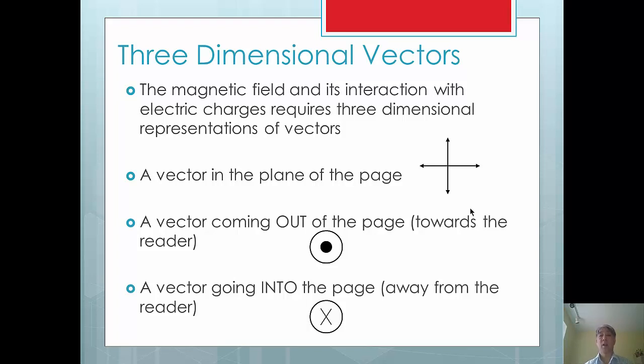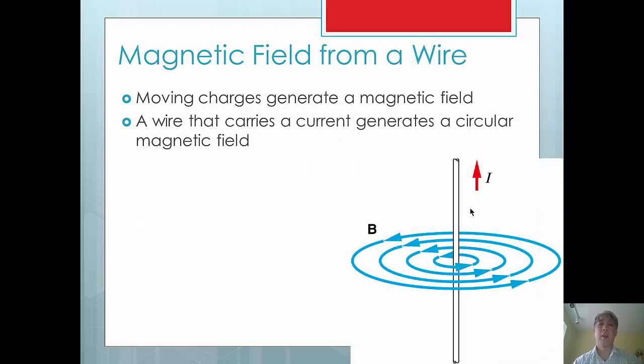We're going to be using three-dimensional vectors, so just to remind us, a dot in a circle represents a vector that is coming out of the page, and an X in a circle represents a vector that's going into the page. This represents the head of the arrow and the tail of the arrow respectively.